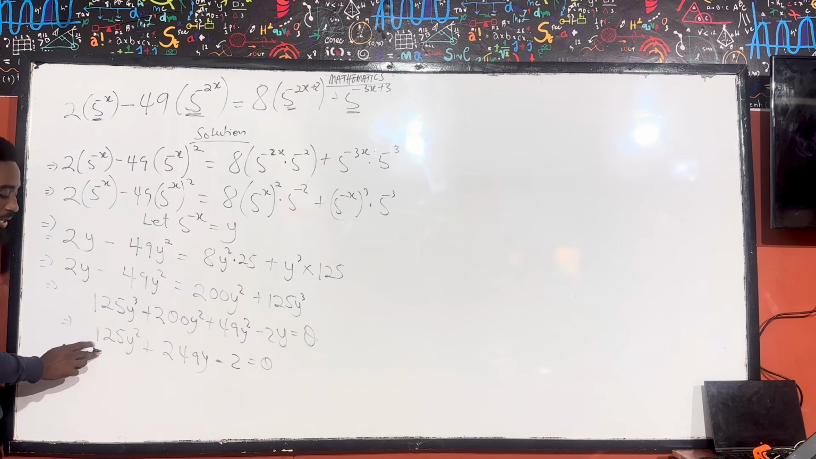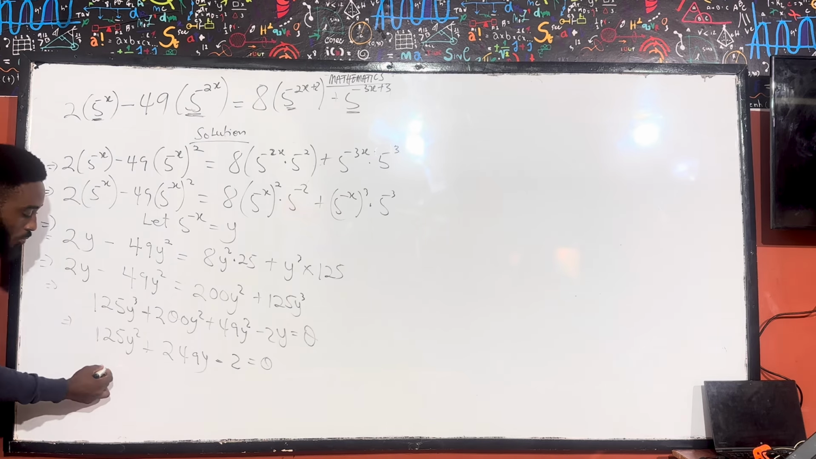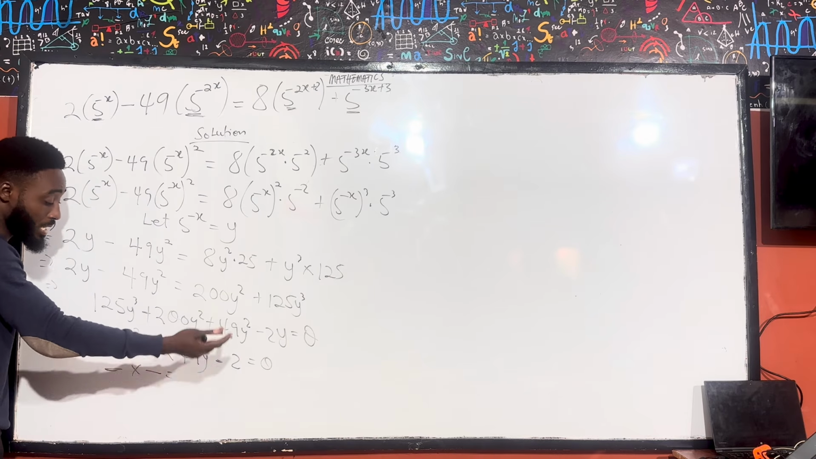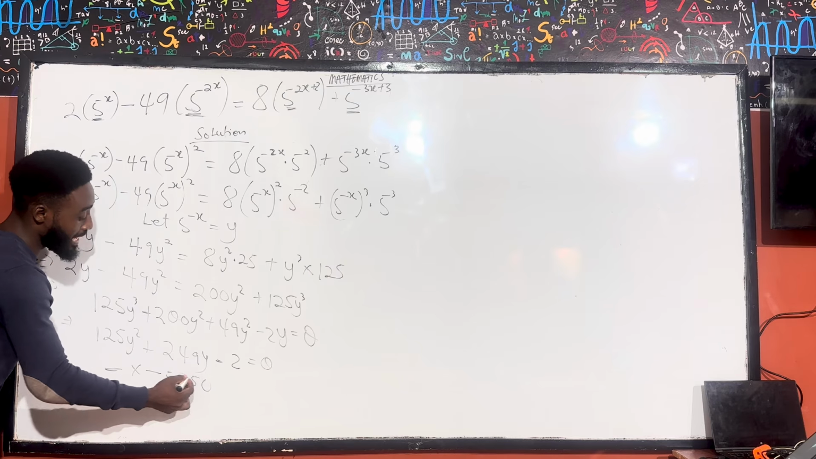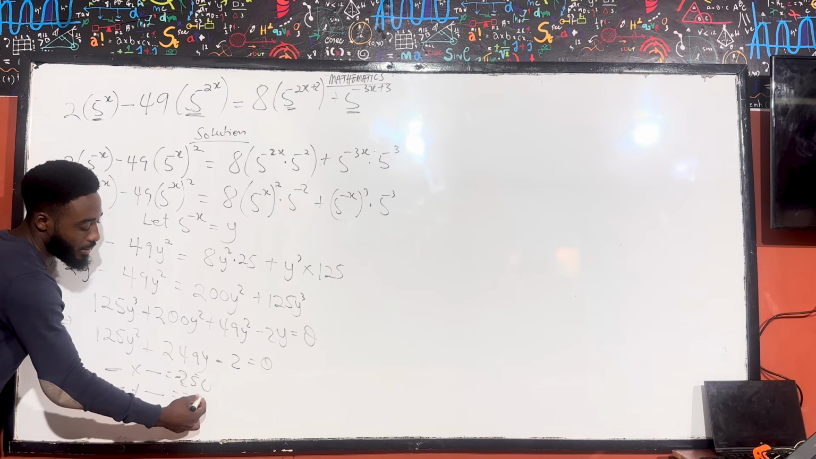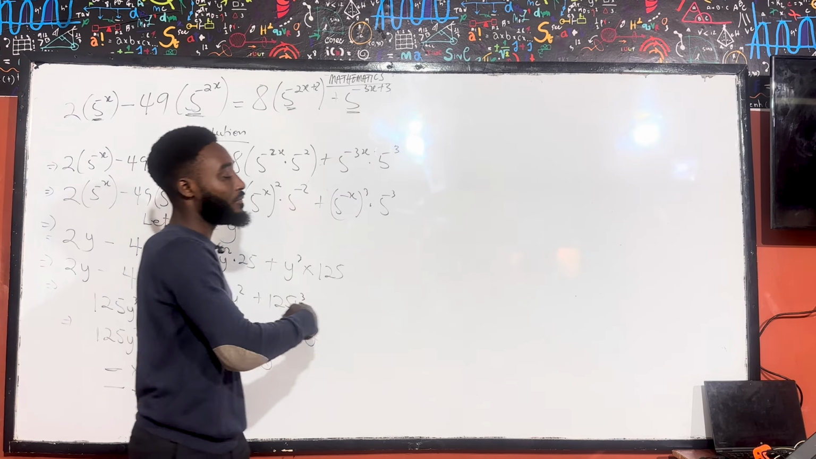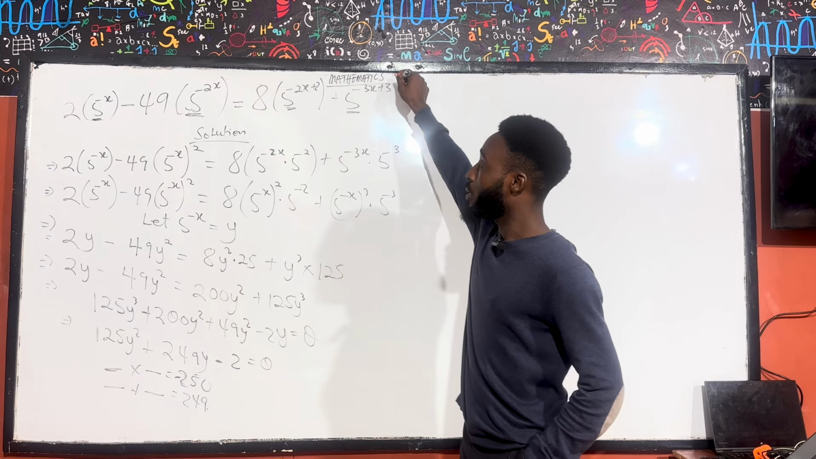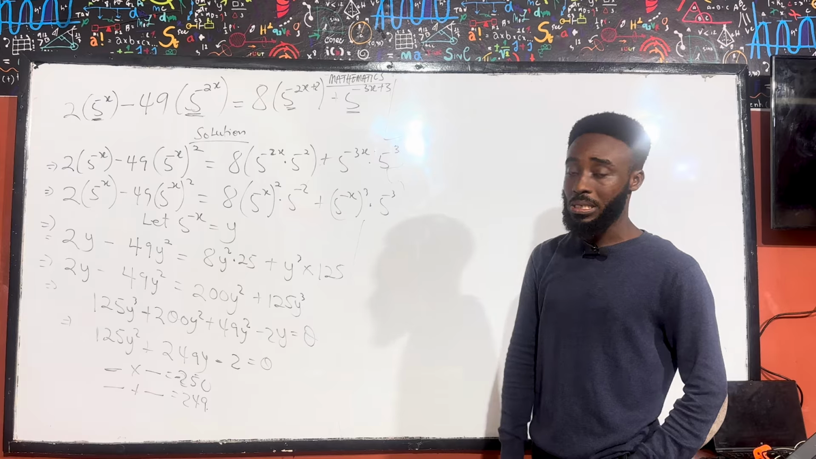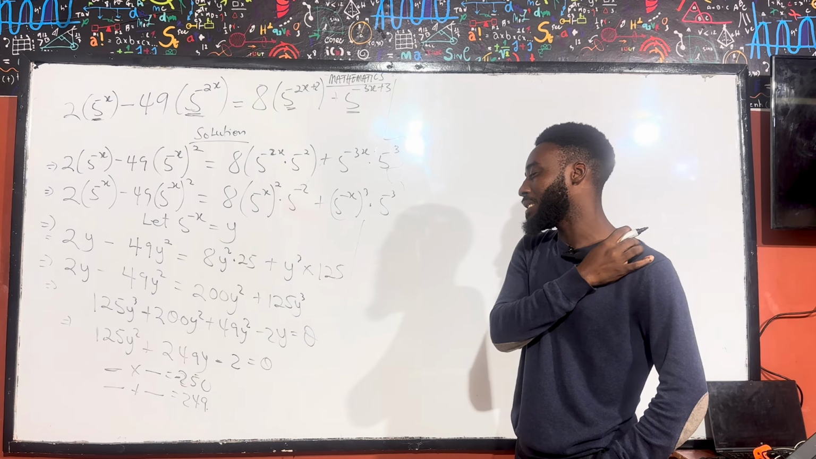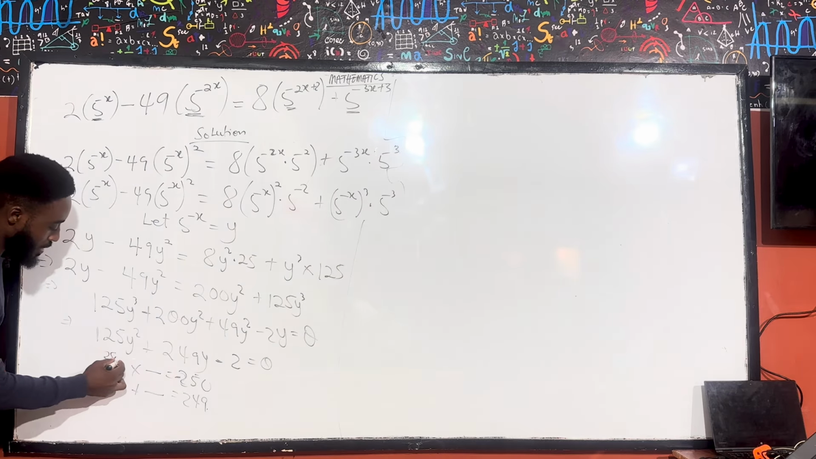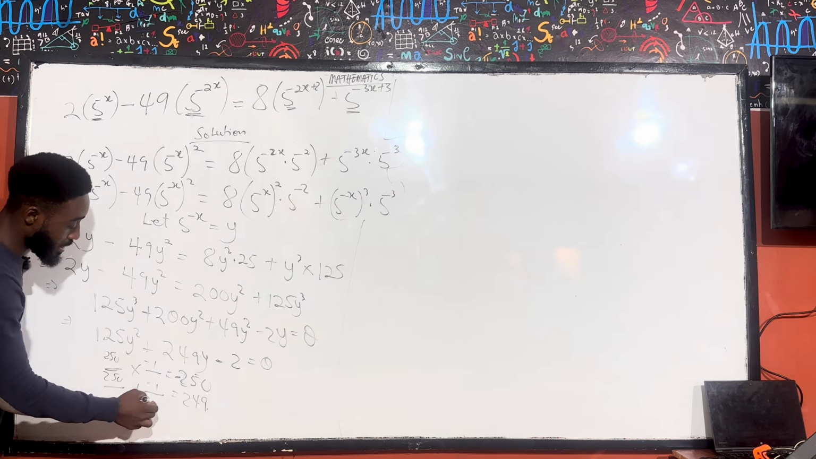Now I can solve this as a quadratic. So I ask myself, what two numbers will multiply to get 125 times minus 2, which is minus 250 exactly? And what two numbers am I going to add to get 249? These are going to be the factors that I will use. So what two numbers are those? It's 250 and then minus 1. So those are numbers that will fit in here.